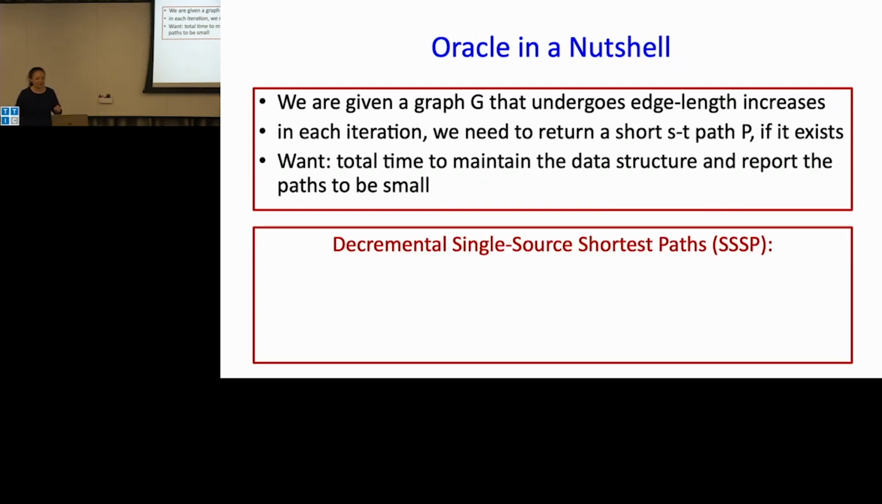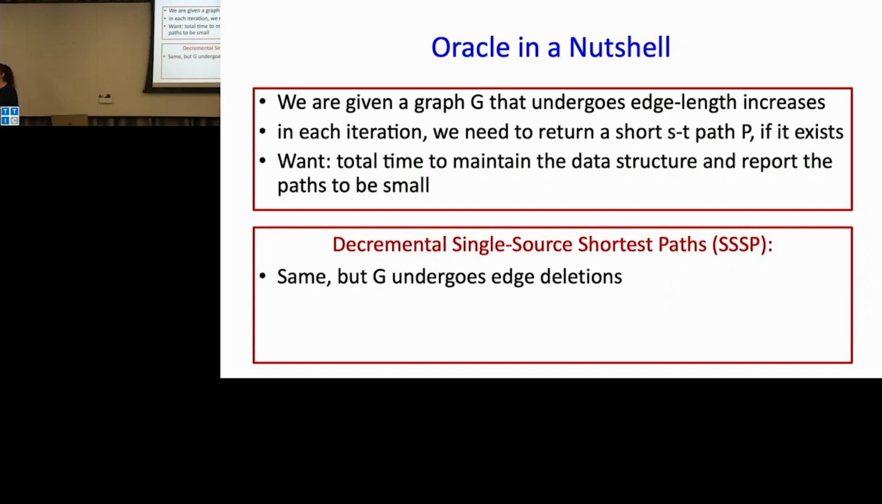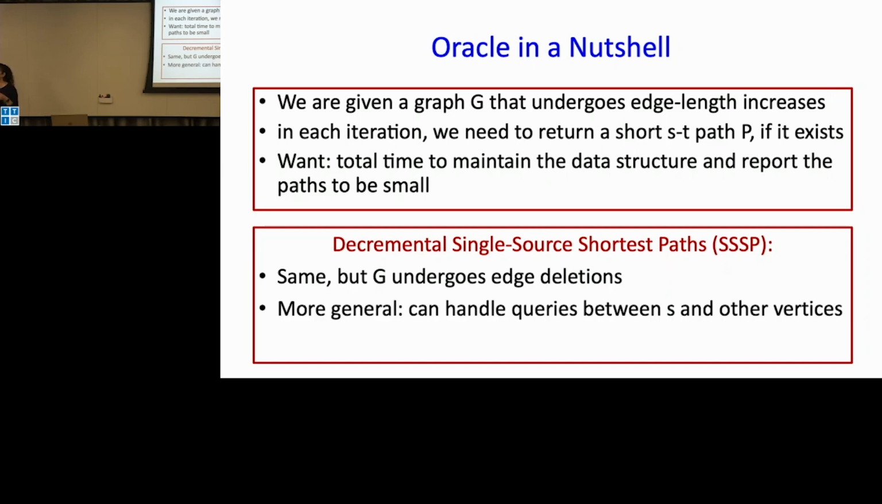Okay, now what is this decremental single source shortest path problem? It's very, very similar, but now the graph undergoes edge deletions, and not edge length increases. And also it's more general, so you can ask queries between S and any other vertex. It doesn't have to be T, and then it needs to return a shortest or approximately shortest path. And the number of these queries can be anything. And lastly, usually we require that the time that it takes to respond to a single query is proportional to the number of edges on the path that it returns.